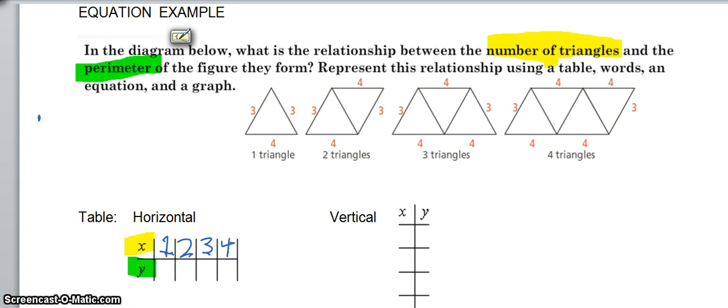Alright, so what we can see here is that our independent variable is going to be the number of triangles, and our dependent variable is going to be that perimeter around the triangles. So if I only have one triangle, I've got a perimeter on that one triangle of 10. But once I have two triangles, I now have a different shape, and my perimeter on there is 4 on top and bottom, which makes 8, 3 on both sides, which is 6, so that gives me a perimeter of 14.